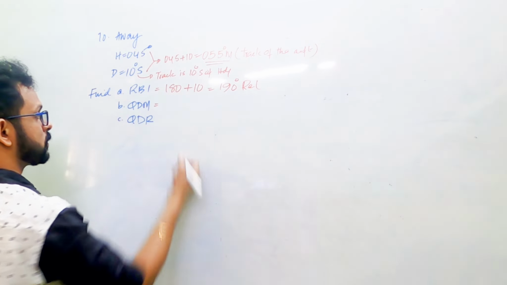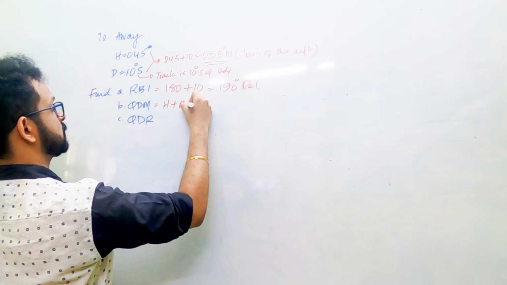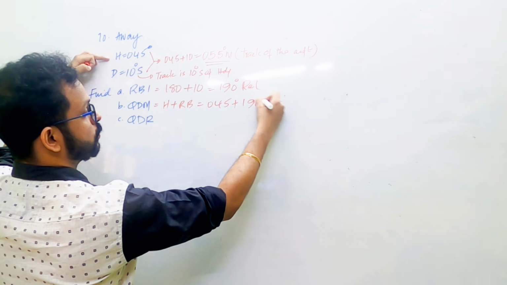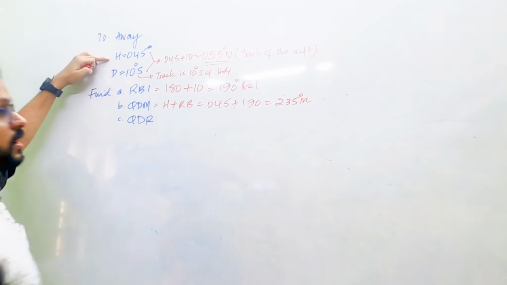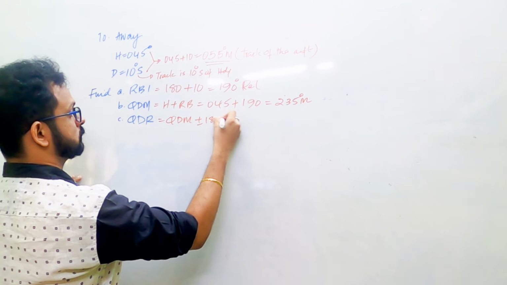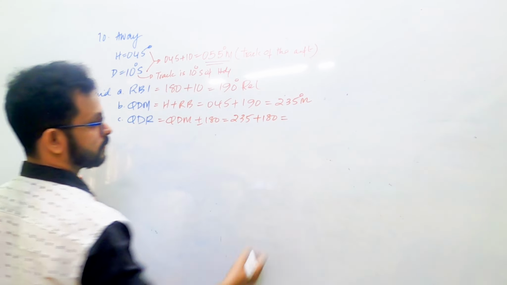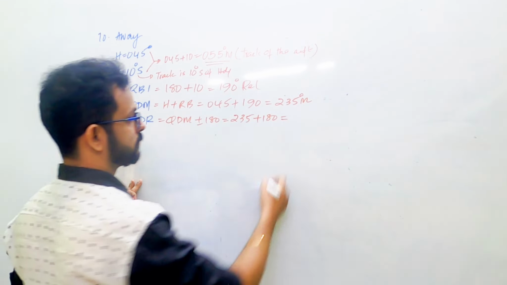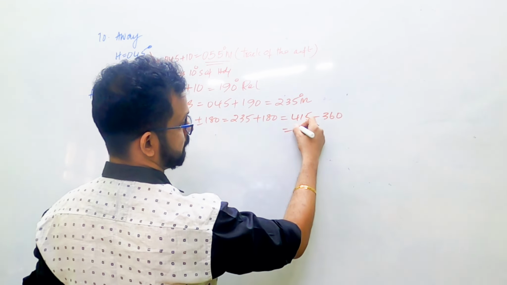What's the QDM? Heading plus relative bearing. The heading is 045 plus the relative bearing we just found, 190. How much is that? 235 degrees magnetic, which is the magnetic track to the station. And therefore, what is the QDR? 235 plus 180 is 415, minus 360 gives 055.